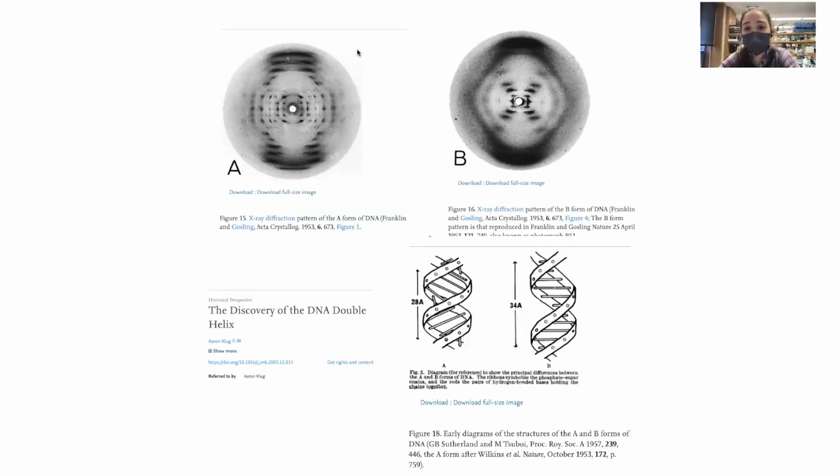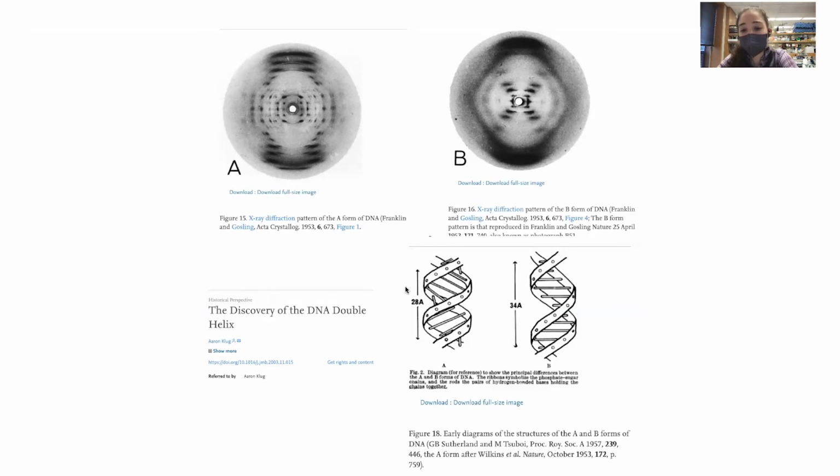What's really interesting is that the information about the fact that the strands were anti-parallel, so that one strand was running in one direction and the other strand was running in the other direction, actually came from crystalline or at least semi-crystalline forms of DNA. So this is the pattern of A-form DNA. A-form is kind of like the squatter form of DNA.